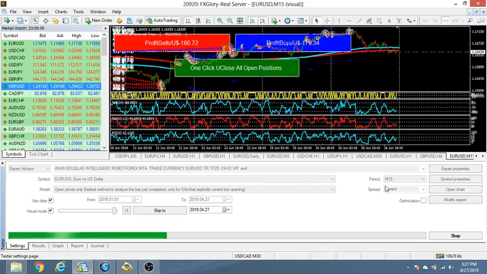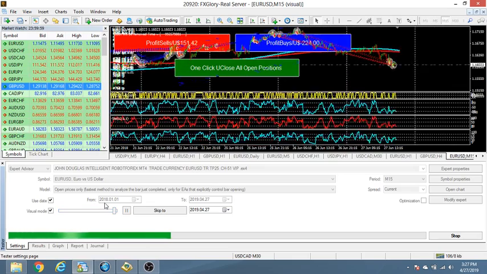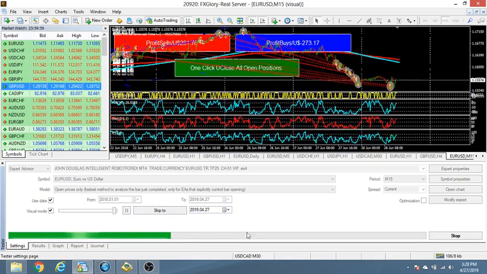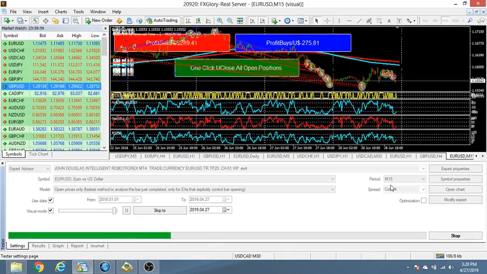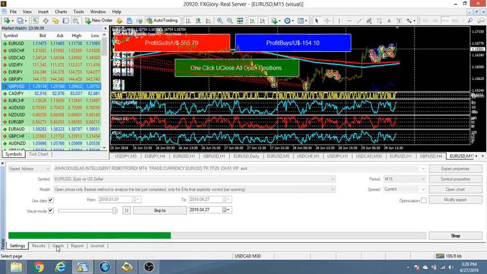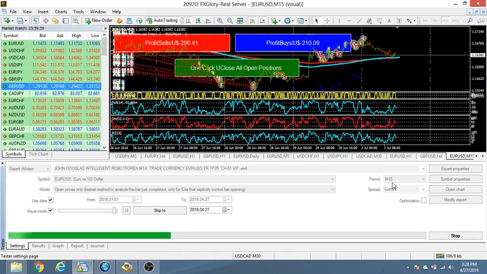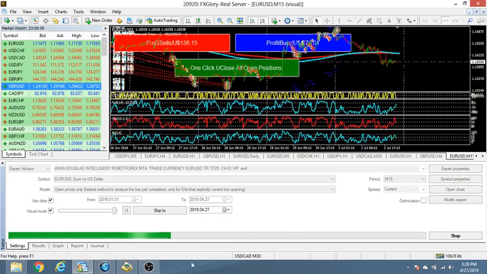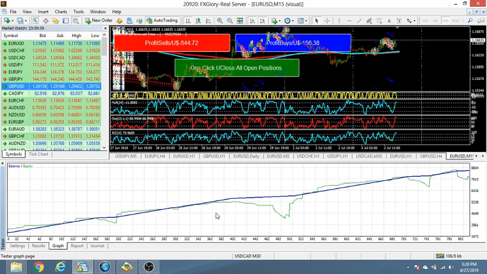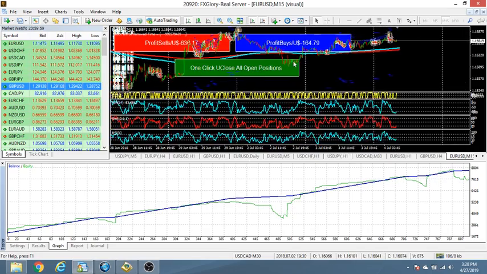Here is a 15-minute time frame, and the start period is from January 2018 to 2019. A 15-minute time frame will take quite a long time, so I just want to demonstrate that it can run at 15 minutes, 5 minutes, 30 minutes, 1 hour, and also 4 hour. Okay, this is what the graph will look like. Now you can see the red button and the blue button.